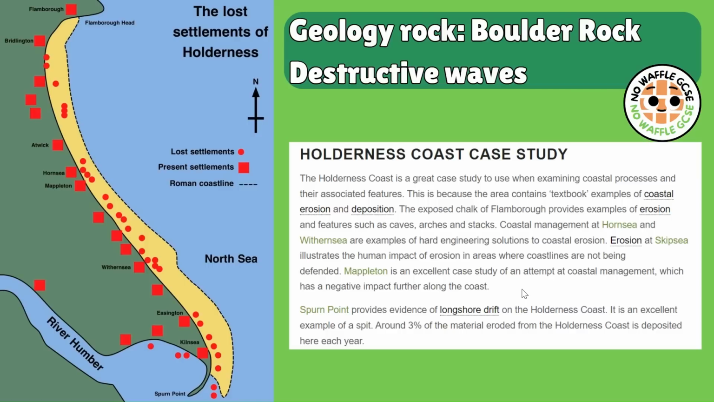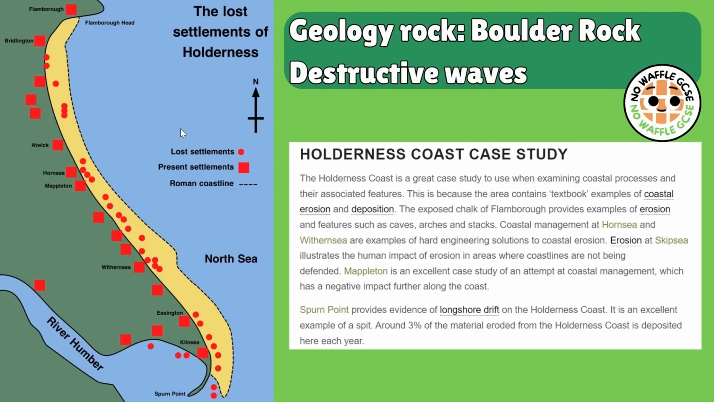There's a lot of coastal management at Hornsea and Mappleton, and this is because there's a lot of population living there, so you want to protect them. Some of the management strategies include hard engineering solutions, and you've got erosion which is happening at Skipsea as well. It illustrates the human impact of erosion in areas where coastline is not being defended.